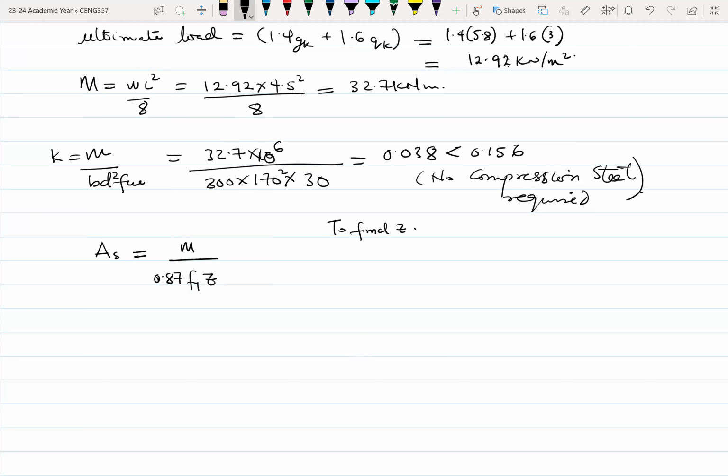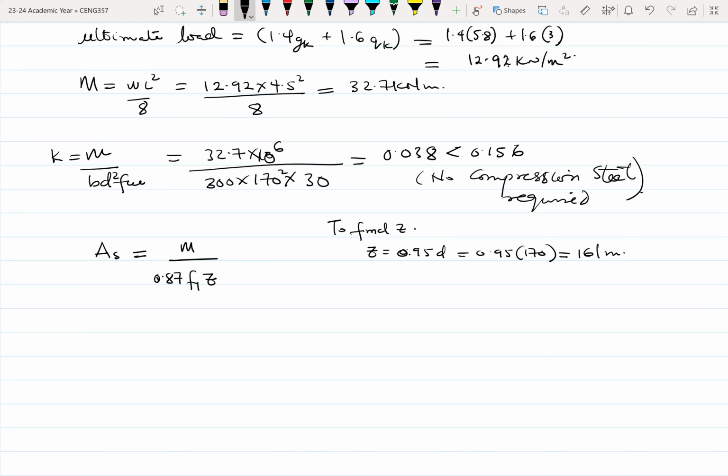To find Z, we know how to find Z, right? You would realize that Z will be equal to 0.95 D. So this is 0.95 times 170. That'll give us 161. Always check Z by using the equation where Z is equal to D into bracket 0.25 plus square root of 0.5 plus square root of 0.25 minus K over 0.9. So that's how we find Z.